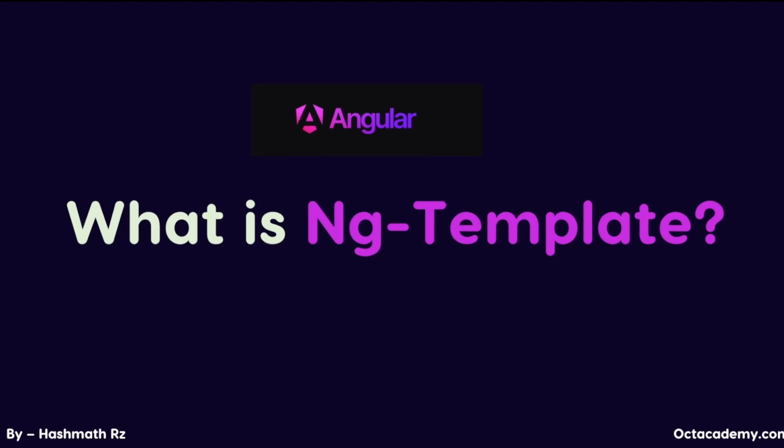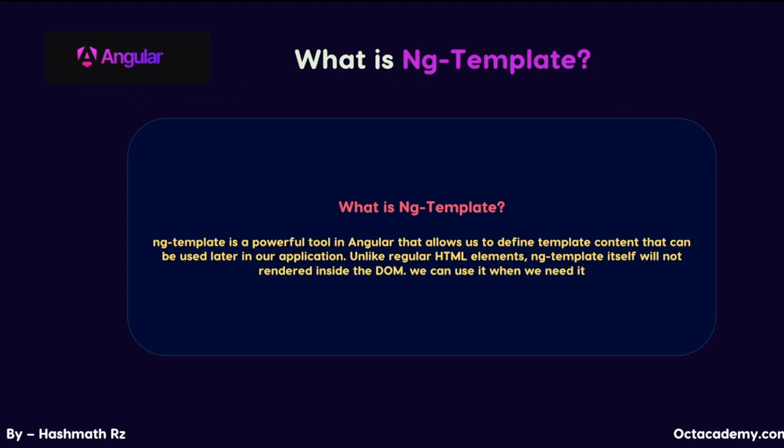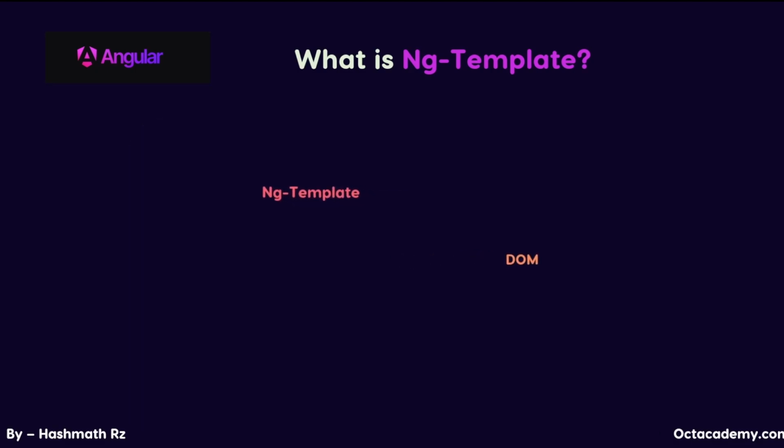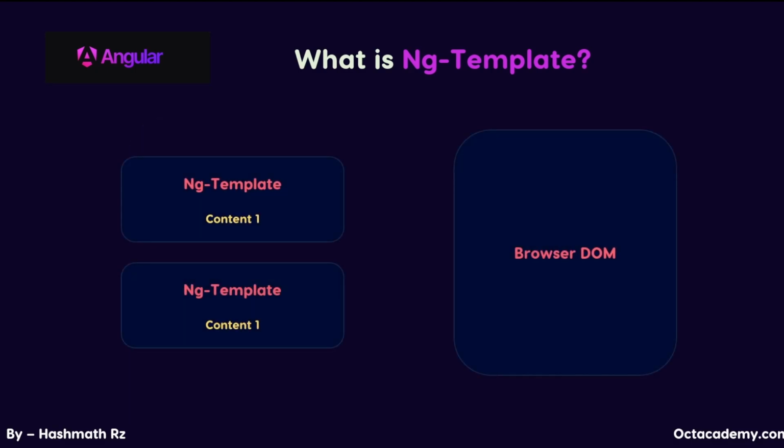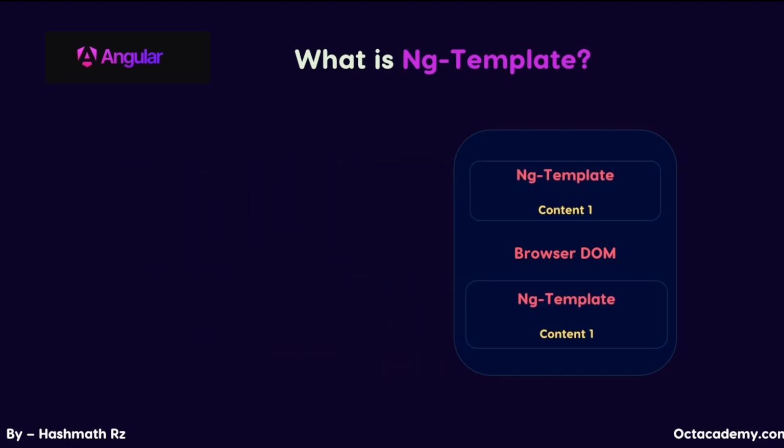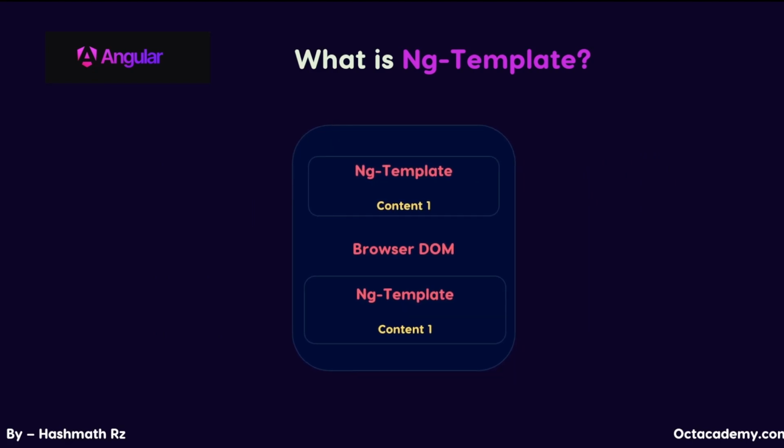So actually, what is this ng-template? ng-template is a powerful tool in Angular that allows us to define template content that can be used later in our application. Unlike regular HTML elements, ng-template itself will not render inside the DOM. We can use it when we need it. So guys, think of ng-template as a container for a piece of template code that we want to keep hidden until we need it. It's especially useful when working with conditional rendering, as it allows us to define a template that will be displayed based on certain conditions.